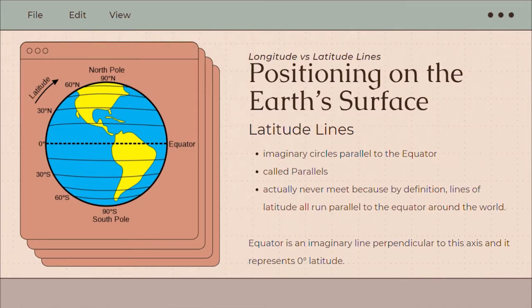On the other hand, we have the latitude lines. Latitude lines are imaginary circles parallel to the equator. They are also known as parallels. Unlike the longitude lines, latitude lines actually never meet because by definition, lines of latitude all run parallel to the equator around the world. There are 180 such imaginary lines. Each line measures 1 degree north or south of the equator. Therefore, we express them in angular measurements from 0 degrees at the equator to 90 degrees north or south. The equator is an imaginary line perpendicular to this axis, and it represents 0 degrees latitude.